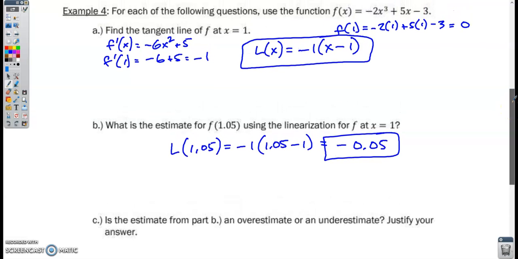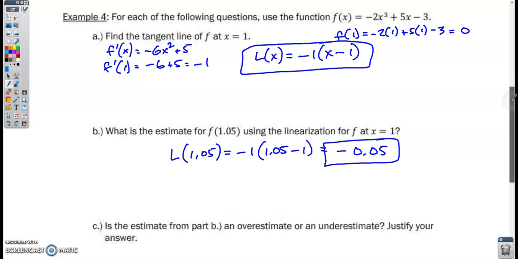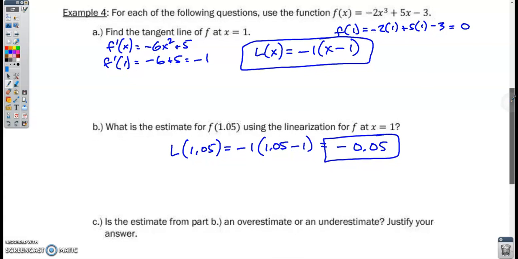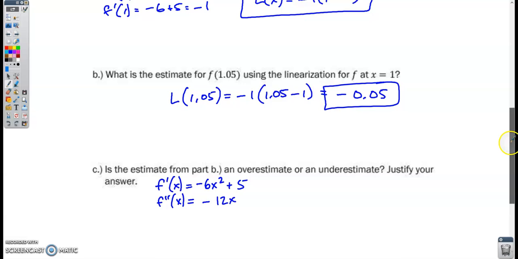Justify your answer. Well, in example 3, we were told that the curve was concave up. Here, we actually have to figure out whether it's concave up or concave down on the interval. And the easiest way to do that is by looking at the second derivative. If the second derivative is positive, it's concave up. If the second derivative is negative, it's concave down. So I'm going to take my original function and take the derivative of that. In fact, I already did in part A. And then I'm going to take my second derivative. The second derivative of this function is negative 12x.